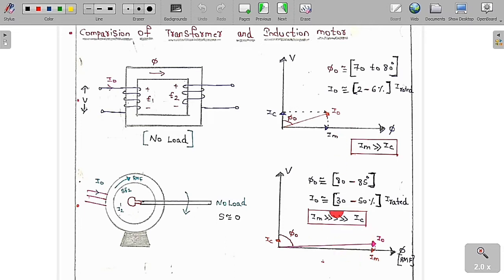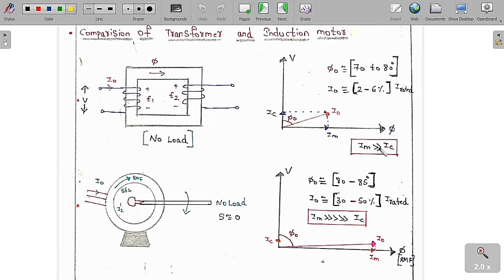So we can compare these things. In an induction motor, the value of phi is very high when compared to phi in a transformer, and I naught is also very high when compared to the transformer, and Im is also very high when compared to Ic. Similarly for the comparison with the transformer.